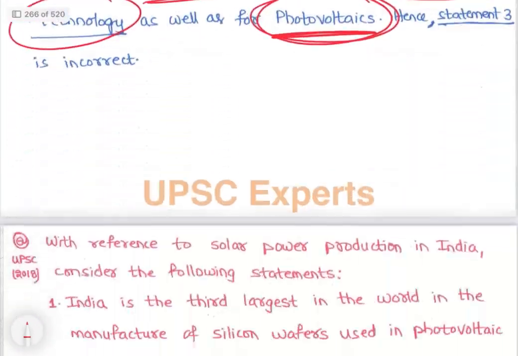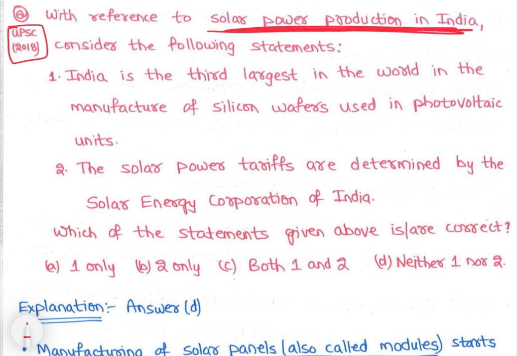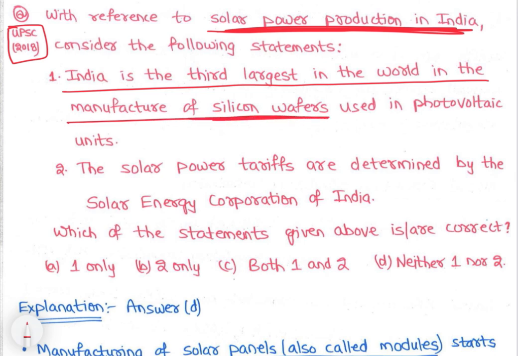Now let's see the next question. So this is a question asked in UPSC 2018. That is with reference to solar power production in India. India is the third largest in the world in manufacturing of silicon wafers used in photovoltaic units. See, now let's understand. Okay, what are silicon wafers, right? India is the third largest in the world in manufacturing of silicon wafers used in photovoltaic units.